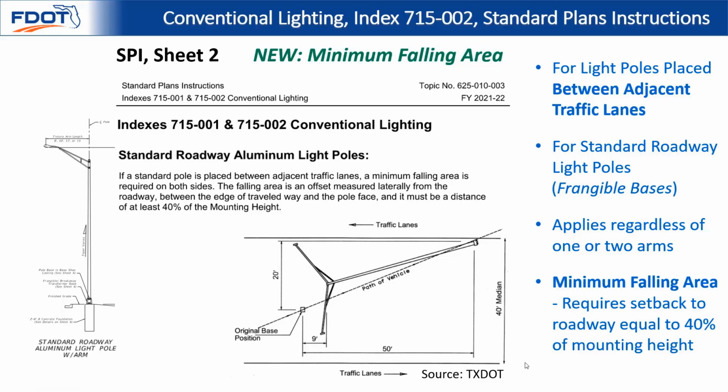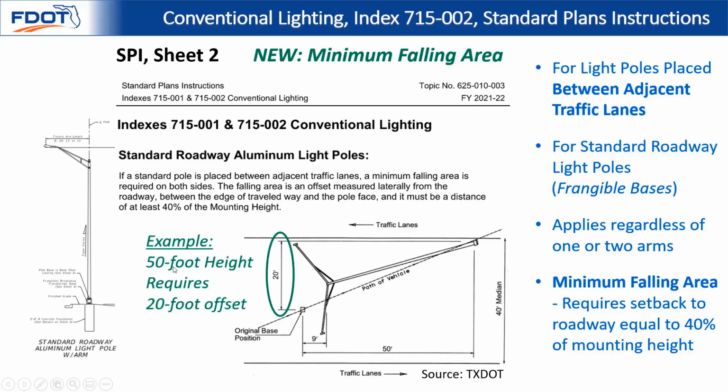This minimum falling area that's required is basically equal to 40% of the overall mounting height. And as you might know, the mounting height is the dimension between ground level and the luminaire. So, for example, if you have a mounting height of 50 feet from ground to the luminaire, in the plan view for this fallen light pole, it's basically kind of measured at a diagonal. But if your mounting height is 50 feet, then you require a 20-foot offset because 20 feet is 40% of 50 feet. And that's really all there is to it. So whatever your mounting height happens to be, you need to provide some space behind it that's 40% of that mounting height. So please take note of that new policy in SPI Sheet 2.